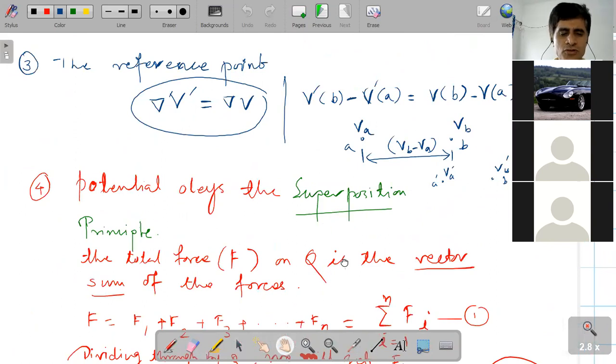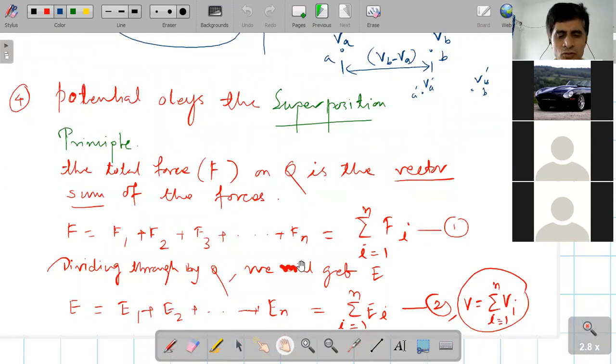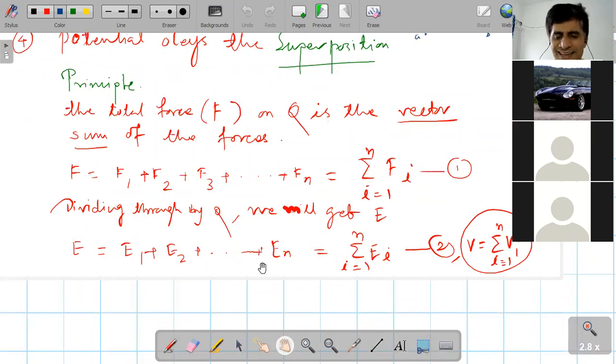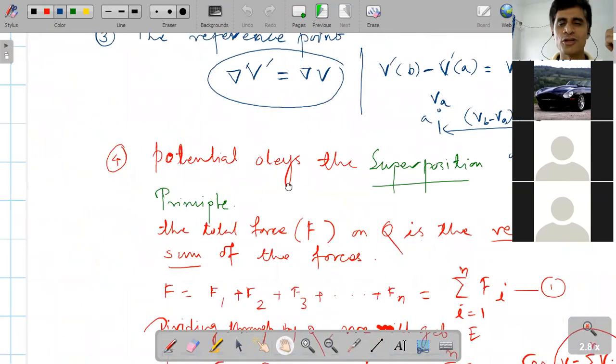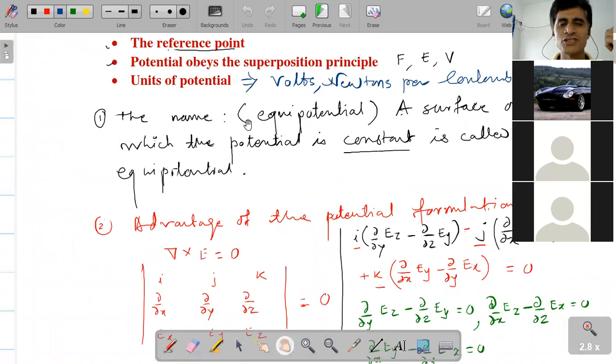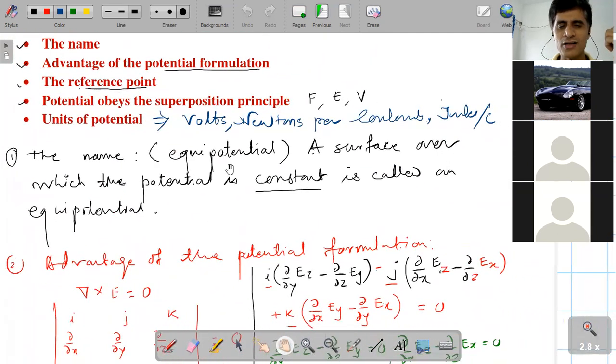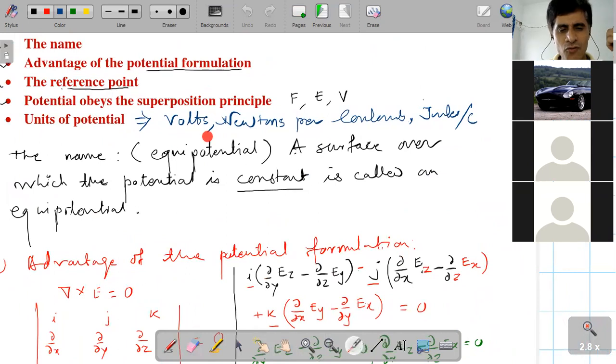And potential obeys the superposition principle. Explain about the force. Then divide force by Q, you will get E, and write one more: V equal to the total potential of the system, if the system consists of n particles. Therefore, V equals V1 plus V2 plus V3 up to Vn, which is the summation of Vi, i going from 1 to n. And the last point is the unit of potential: volts, newtons per coulomb, or joules per coulomb.